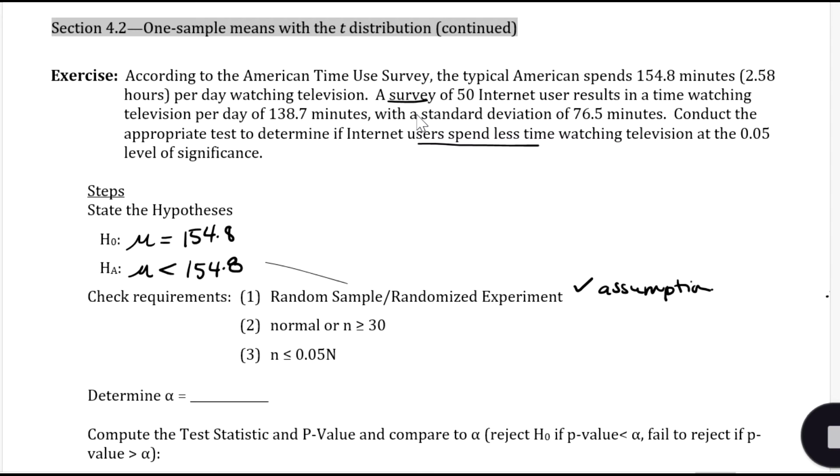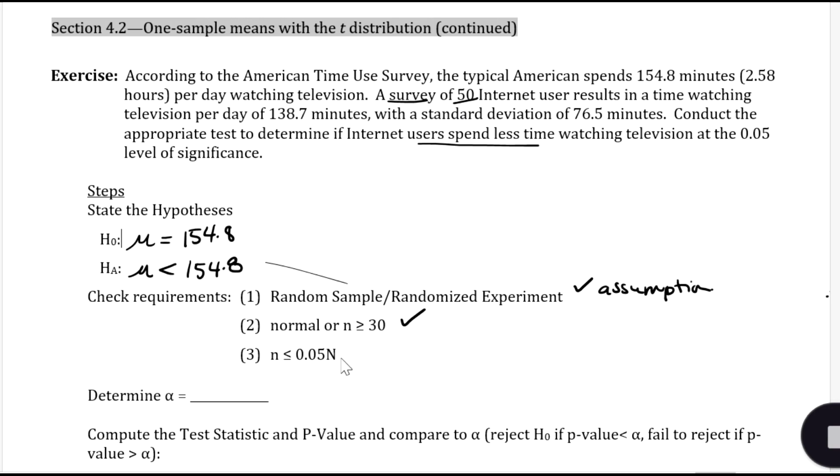Then we have to check the next requirement. Number 2 is that our population is normal, or our sample size is greater than or equal to 30. We don't know if the watching of television is normal or not. However, it's okay because we have a large enough sample of 50 internet users.